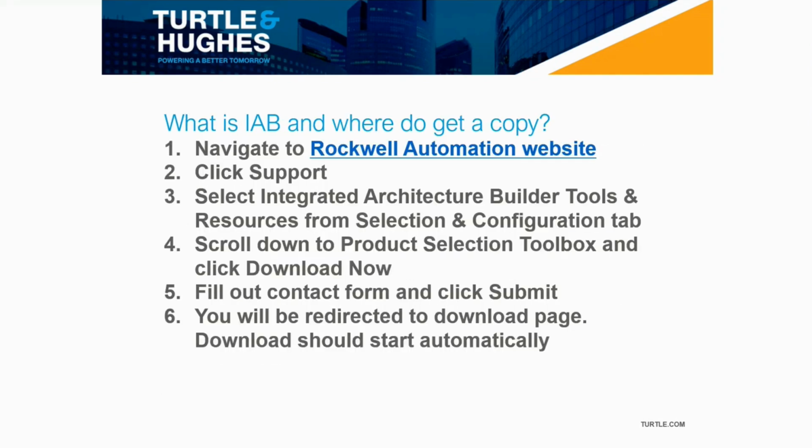So what is IAB? Where do I get a copy? If you navigate to the Rockwell Automation website, and as I said, I will be sending this presentation out as a PowerPoint that will include this link. But you can then click on that Rockwell Automation website link. You go to the support section, select Integrated Architecture Builder Tools and Resources. Scroll down to the product selection toolbox, click Download Now. There's a contact form if you've never used it. You're going to go ahead and submit that, and then you'll be redirected to the download page, and the download should start automatically.